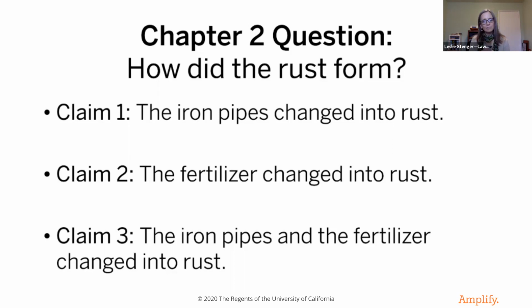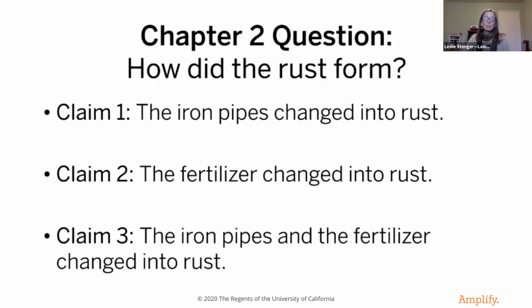So the first claim is that the iron pipes changed into rust. The second claim is that the fertilizer changed to rust. And the third is that both the iron pipes and the fertilizer together changed into rust. And so remember, in chapter 1, students figured out that the iron, fertilizer, and rust are all different substances that have different properties because they are made of different repeating groups of atoms.